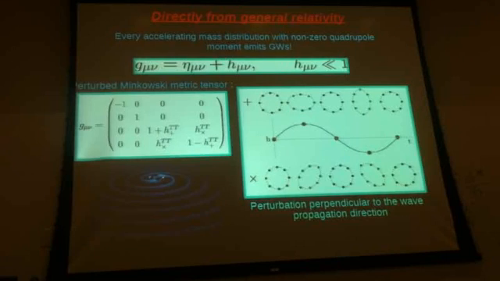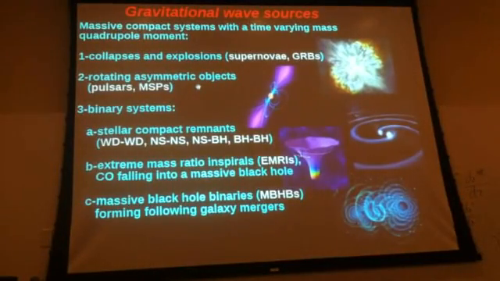And they are generated by masses with a non-zero quadrupole moment varying in time. That sounds a bit tricky, but there are plenty of these kinds of things in the universe. For example, you can think of explosions, like supernovae, which are possibly exquisite gravitational wave sources, as long as they are not perfectly axisymmetric, or gamma ray bursts, or rotating asymmetric objects like pulsars with mountains. But the most promising gravitational wave sources, those that everybody is looking for, are binaries.